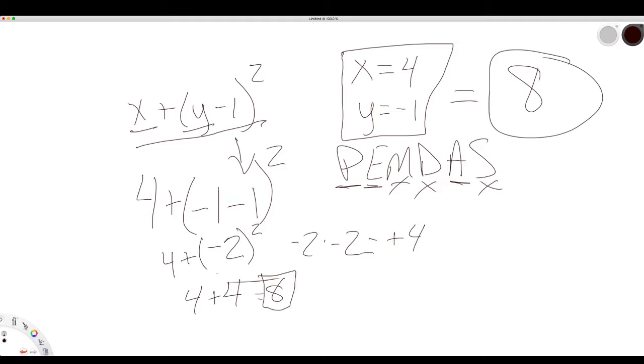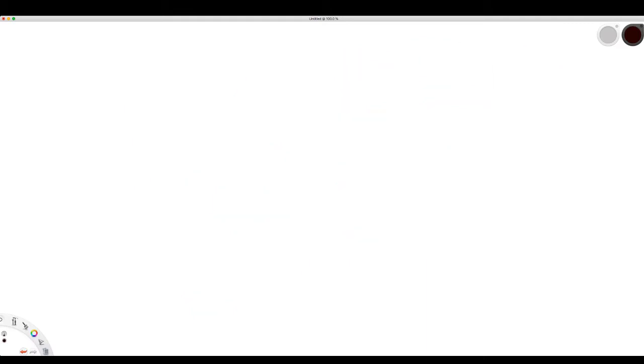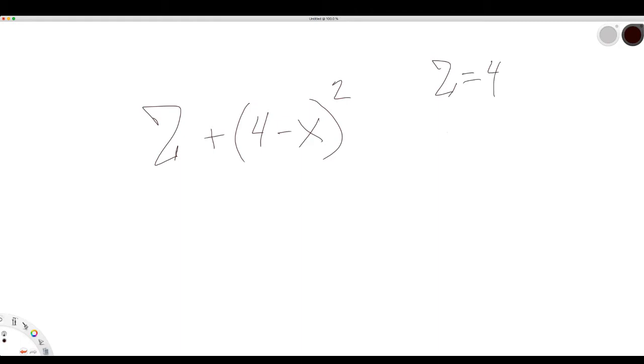Let's do another one here. Okay, we have the expression z plus, open parentheses, 4 minus x, close parentheses, squared. And we're told that z equals 4 and that x equals 2. So z equals 4, x equals 2.